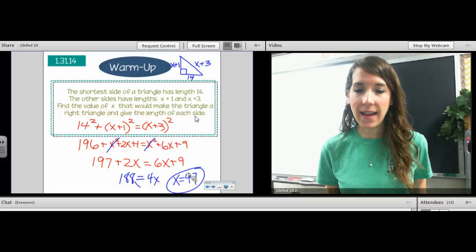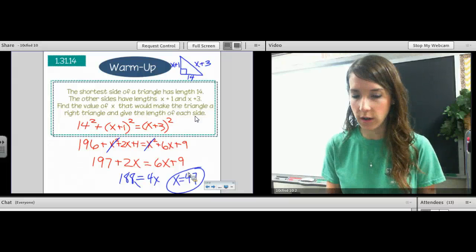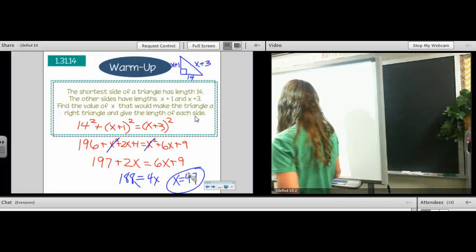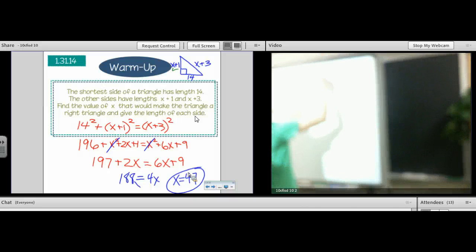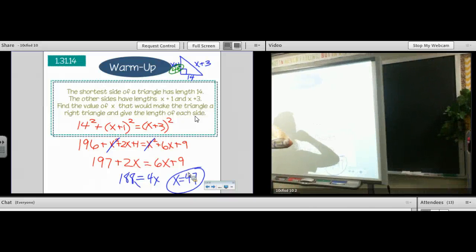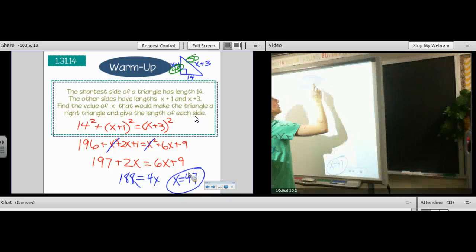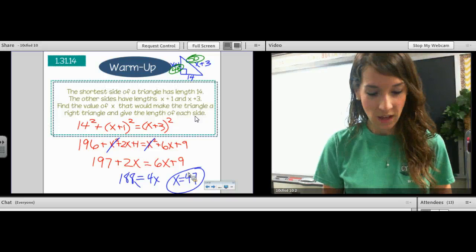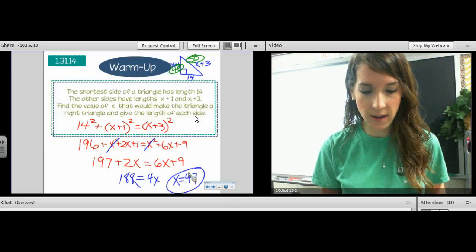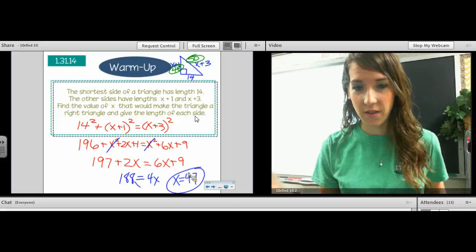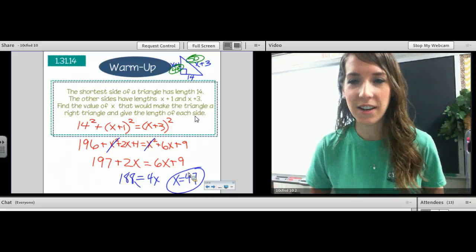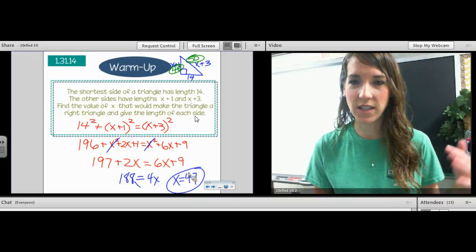And then I would plug it back in and make sure that it makes sense and that it works. So we've got 47 plus 1, which is 48. And we've got 47 plus 3, 50. So is that a Pythagorean triple? 14, 48, 50. 14 squared plus 48 squared is 2,500. 50 squared is 2,500. Yay! There's a new Pythagorean triple to memorize: 14, 48, 50.